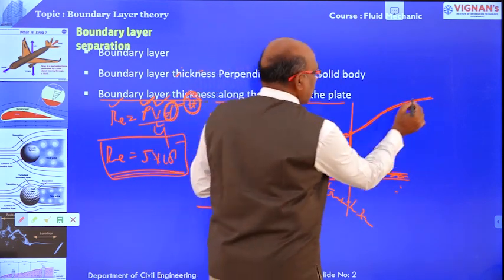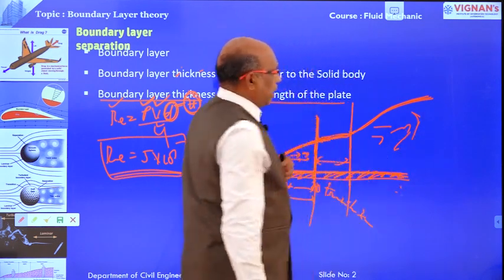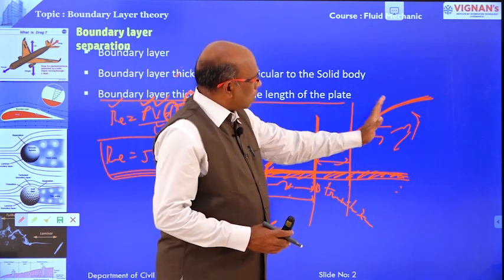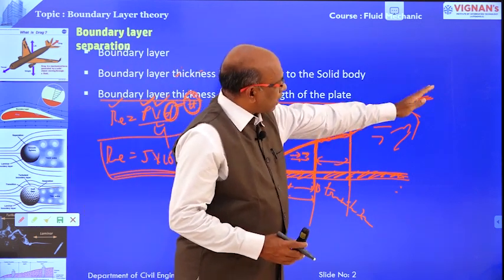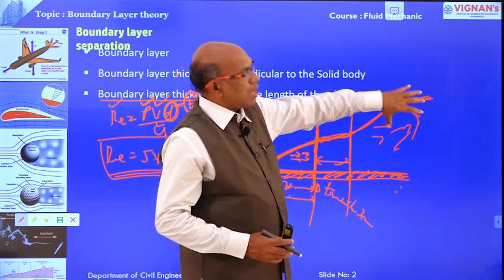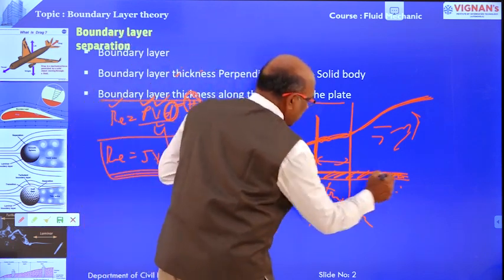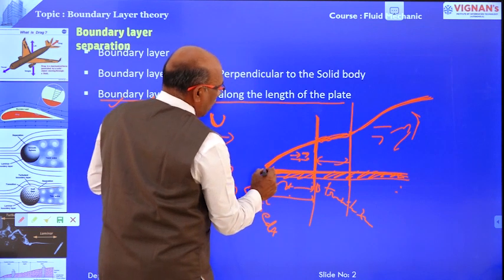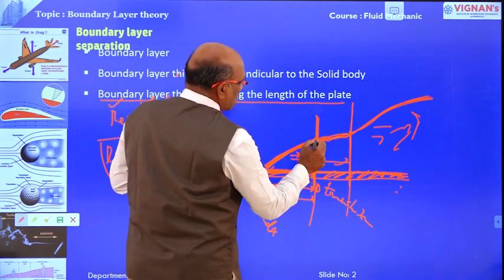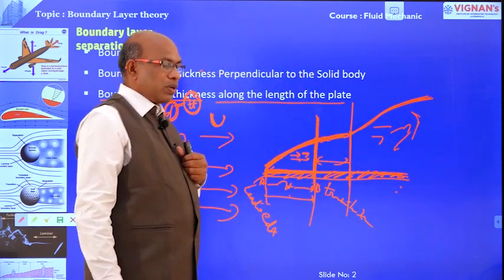The flow in this zone is turbulent, irregular. Therefore, beyond the laminar zone, the boundary layer thickness gradually increases and the flow is turbulent. Therefore, this zone is known as the turbulent zone. Now, along the length of the plate, the boundary layer has three components: one is the laminar boundary zone, then the transition zone, and another one is the turbulent zone.